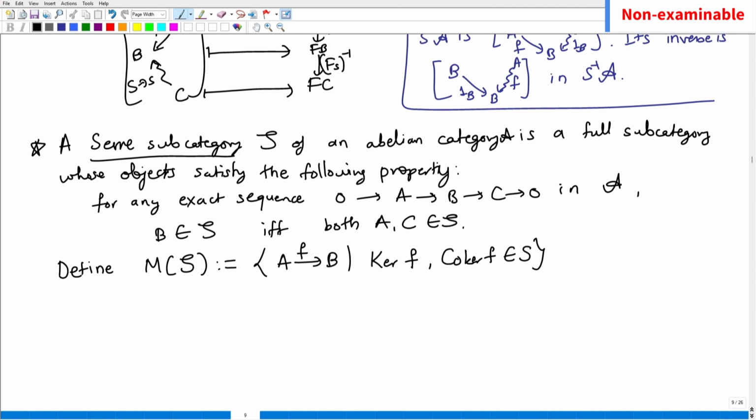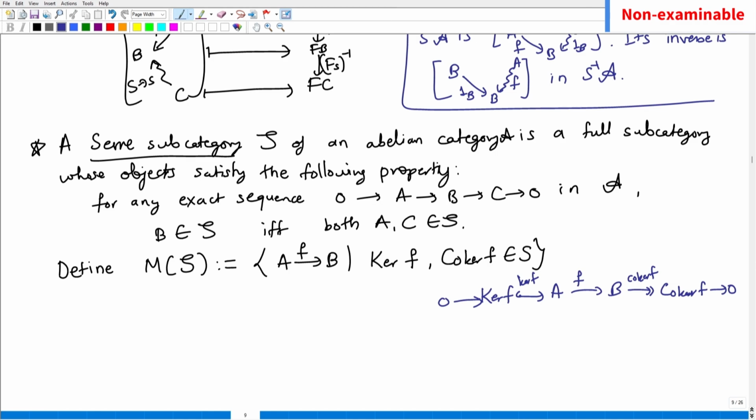Here what I am really using is that given any F from A to B, I have an exact sequence, namely 0 to kernel F, which is simply the inclusion, then F, and then a quotient onto the co-kernel object, and then 0. It is slightly longer, not exactly short, it has 5 internal terms. Kernel F and co-kernel F are the objects here. So what I am saying is that this morphism F will become an isomorphism if its kernel and co-kernel are both in S.